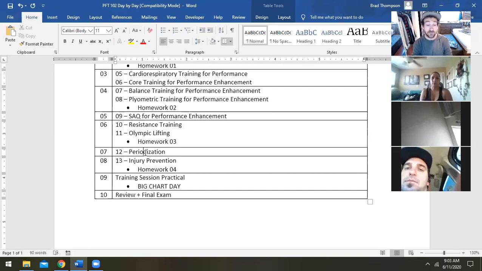And then finally, on days 9 and 10, just like before, we are going to have day 9, which will be a training session practical. So we'll get on a call and I will break down the big chart, which will go a little bit faster because we don't have any newbies. So we'll move through the big chart pretty quickly. But then we will also break down our training session practical.